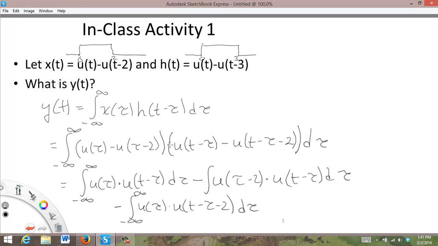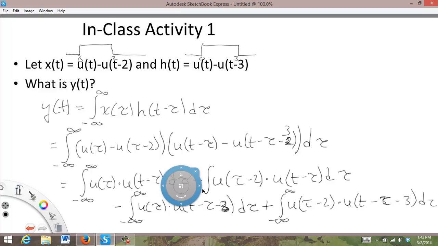And lastly we have a minus times a minus, which is a plus, integral from minus infinity to infinity of u of tau minus 2 times u of t minus tau minus 3 d tau. Sorry, this should have been a 3, I'll fix that. There we go.